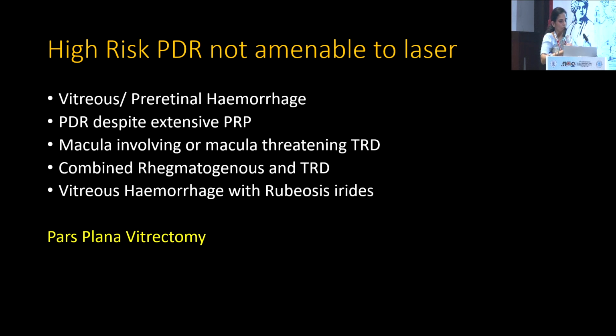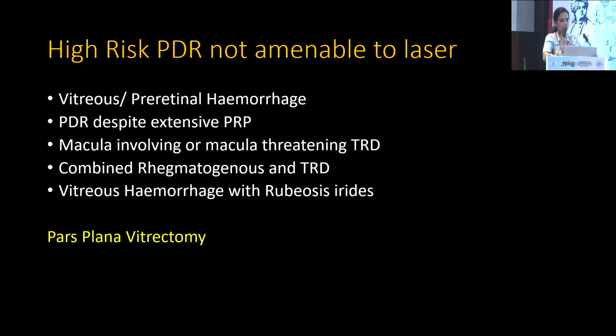Now there are certain conditions where lasers and injections don't work, and we have to take the patient up for surgery. That is if the patient has a non-resolving hemorrhage. Now, how do you say it's a non-resolving hemorrhage? Earlier, we would wait for 6 months also, but now with advances in our instrumentation, and if the patient wants, we can operate right away. Generally, we wait a month or 2 months, and then we like to clear up the hemorrhage.